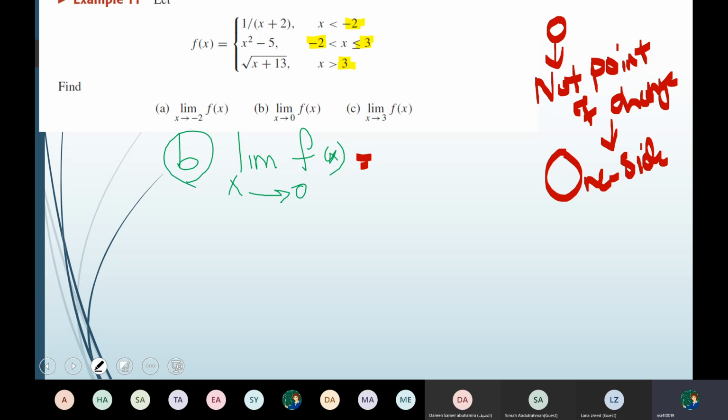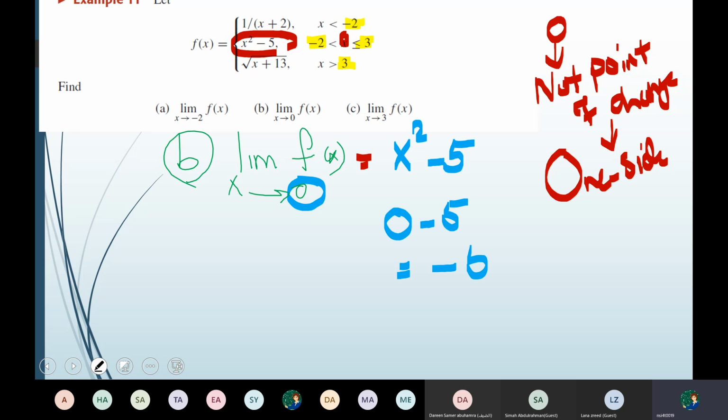Where is 0? Is it less than -2, or greater than 3, or between -2 and 3? Between. Because 0 is between, I will choose x squared minus 5. Then evaluate at 0, and the answer is -5. So I will say limit f of x when x approaches 0 is equal to -5.